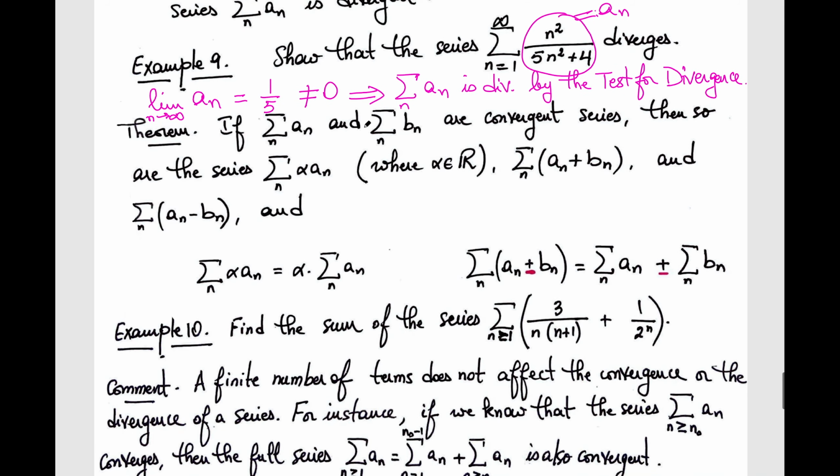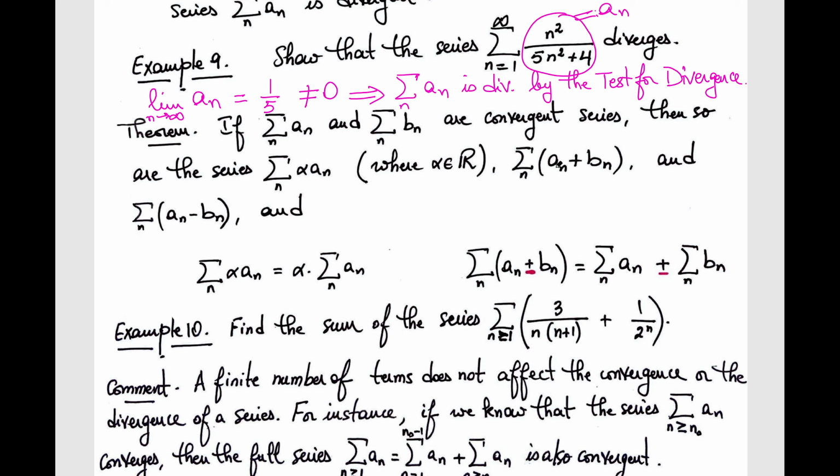Let's suppose we have two series. The first has its terms labeled as an, the second as bn, and both of them are convergent. Then, what we get from this theorem is that the series made up of multiplying the terms of one of those convergent series by a scalar, a number, is also convergent, and it's not going to converge to some crazy thing. It's going to converge exactly to alpha times the value of the series made up of the an terms, correct?